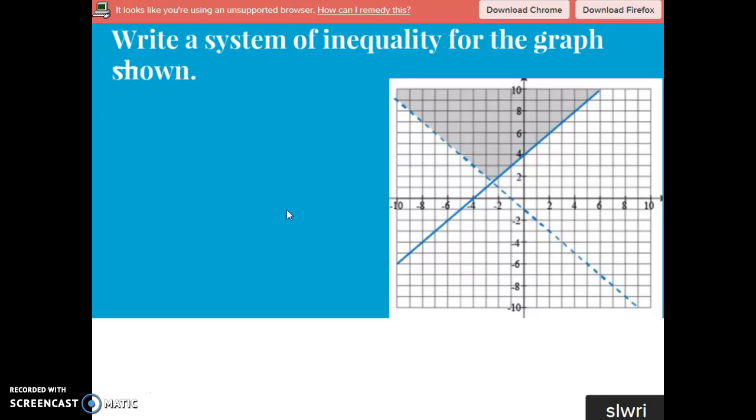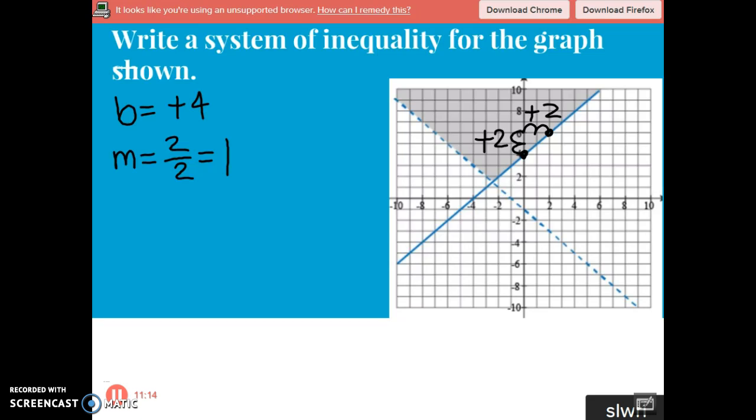We're going to write a system of inequalities for this one as well. First thing is, find our y-intercept. Then pick another point on that line and move towards it to find the slope. That was up 2, right 2. And 2 over 2 is 1.